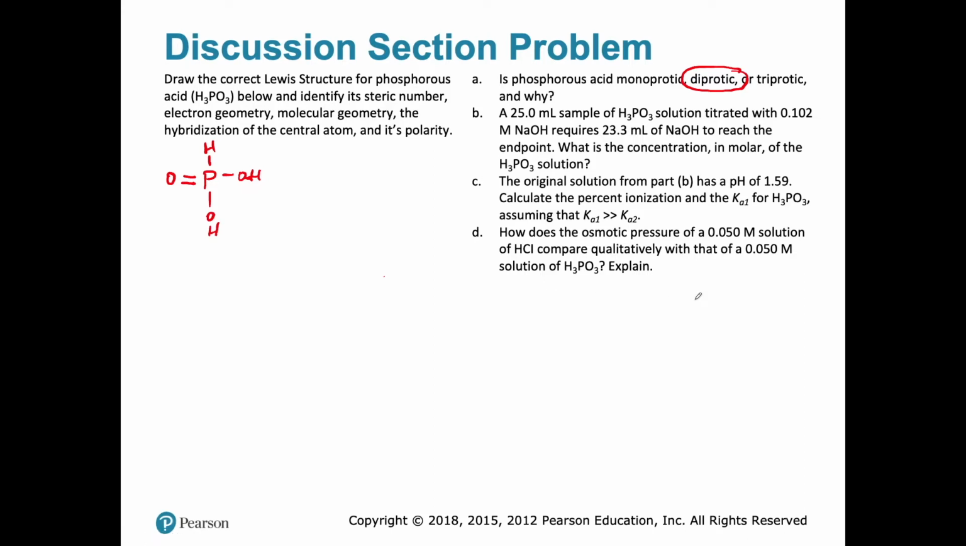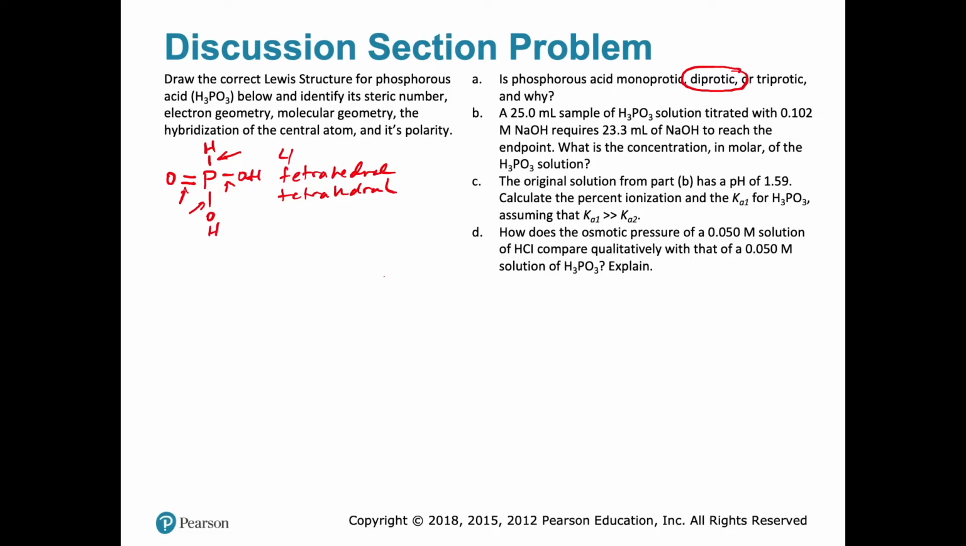All right, its steric number is 4, right? Because it has 1, 2, 3, 4 electron domains, right? And when you have a steric number of 4 electron domains and no lone pairs, that means electron geometry and molecular geometry is going to be what? Tetrahedral. Right? Both are going to be tetrahedral. Okay?